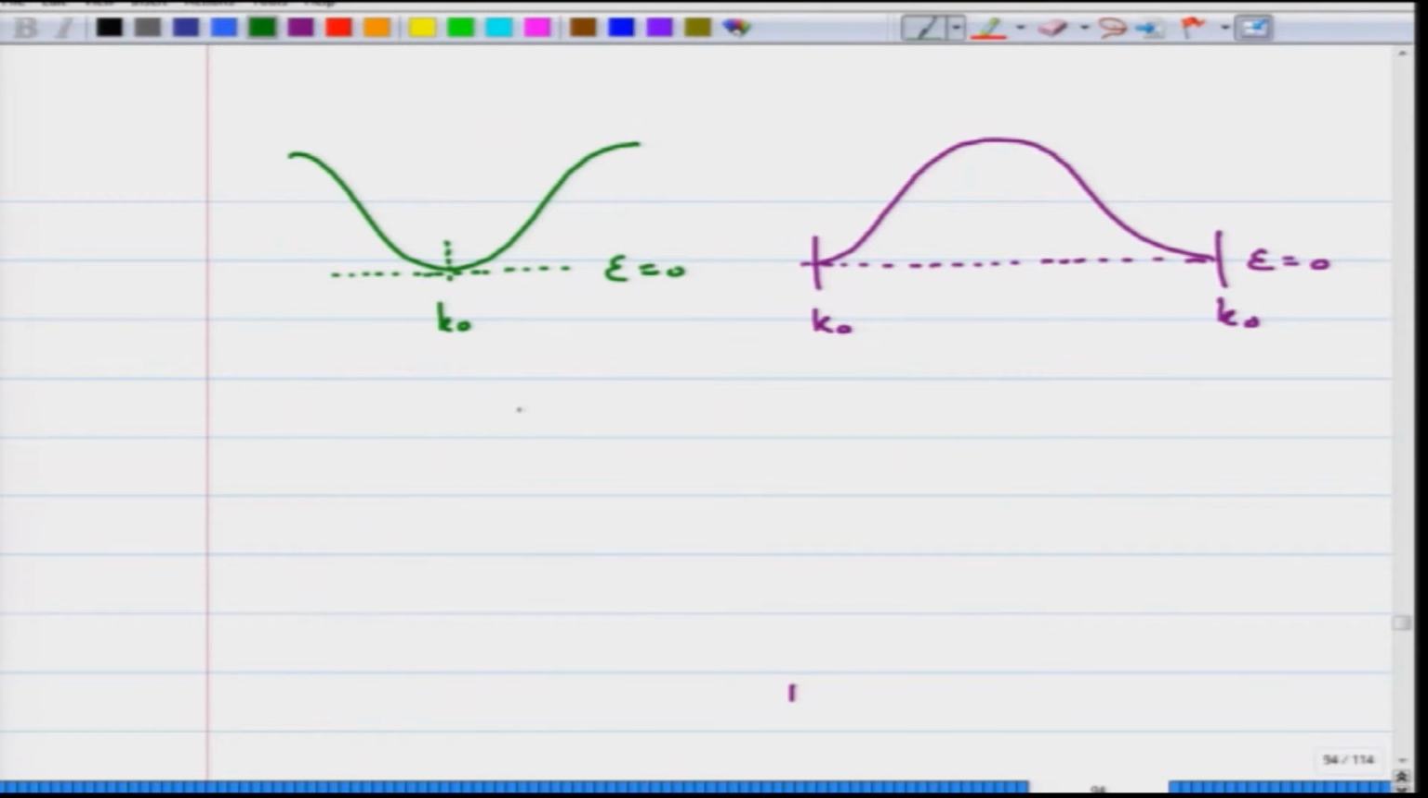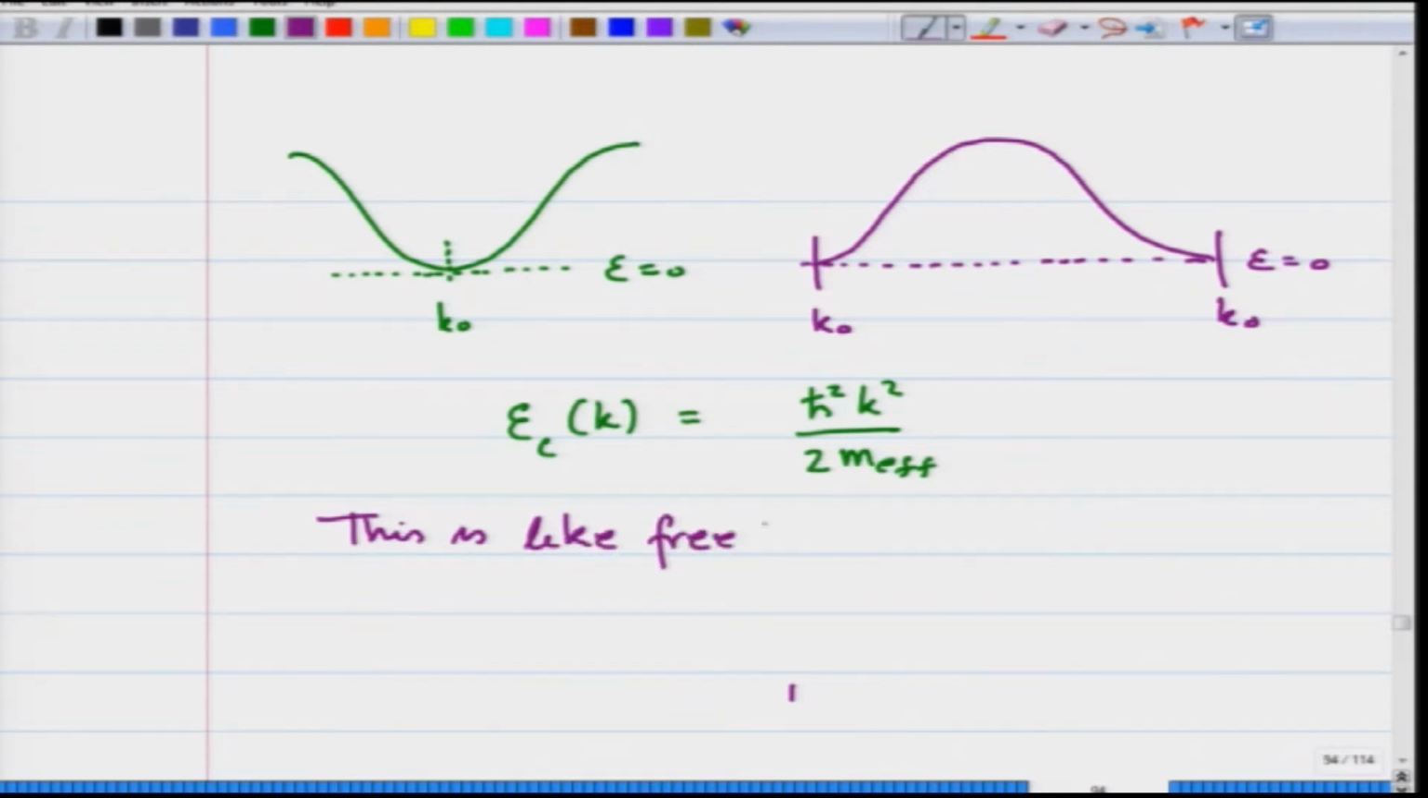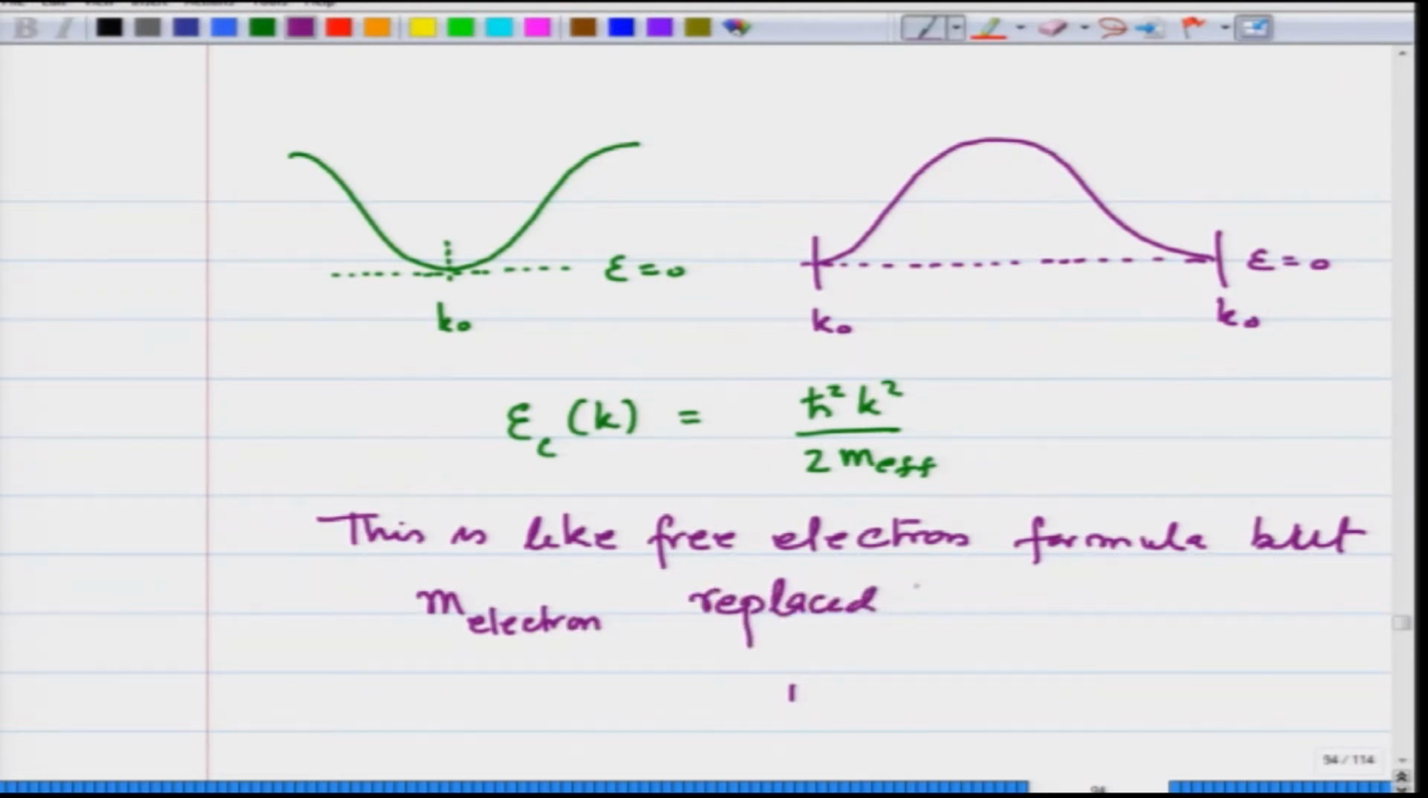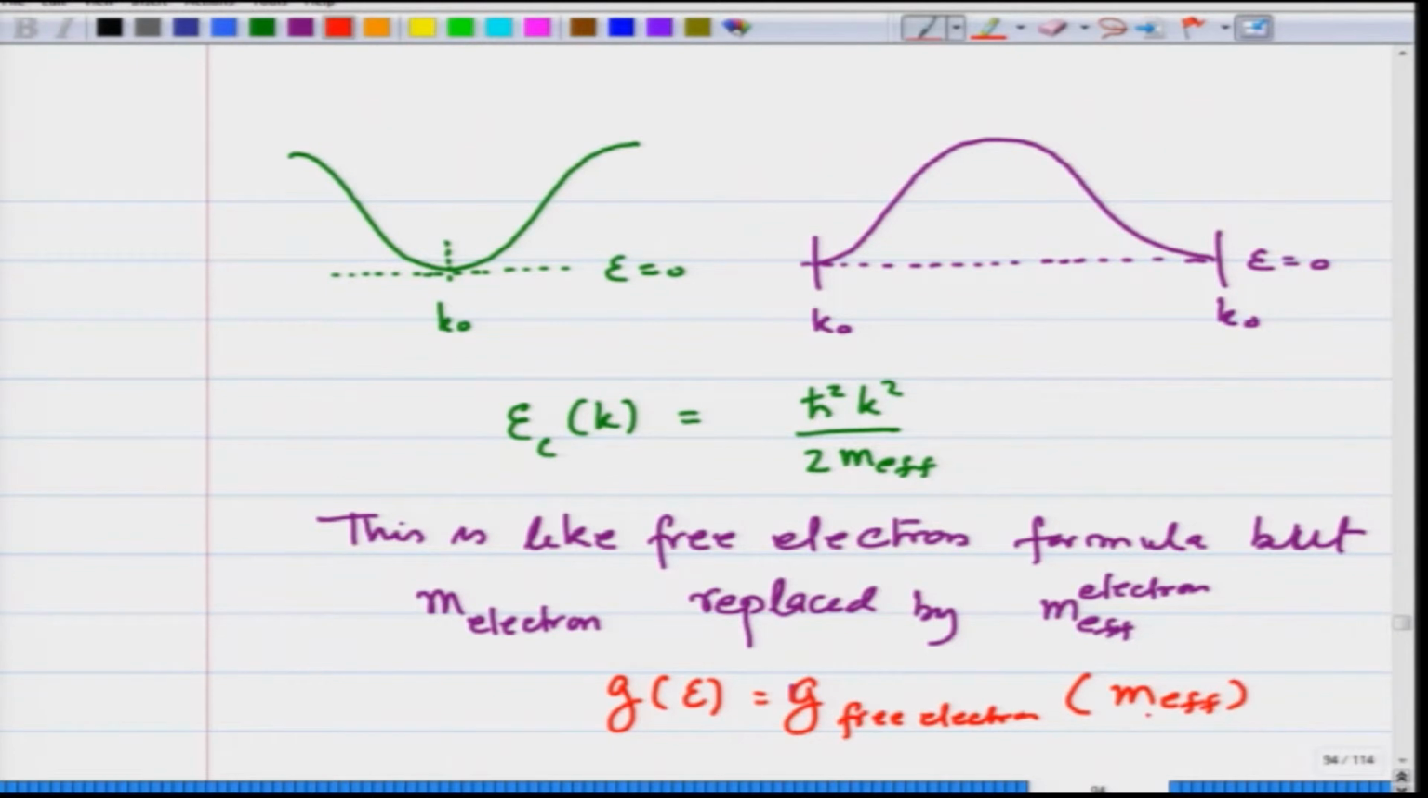The picture then that emerges is that E conduction as a function of k is equal to ħ²k² over 2m_effective. So, this is the free electron formula as a function of k, but m of the electron replaced by m_effective of the electron. And therefore, G(E) is going to be like G free electron, but with m_effective. The rest of the thing is the same.